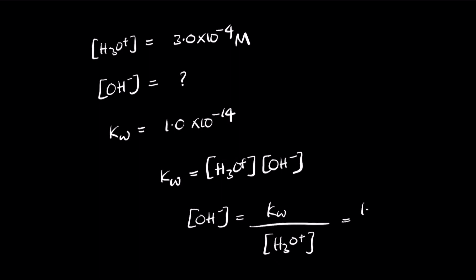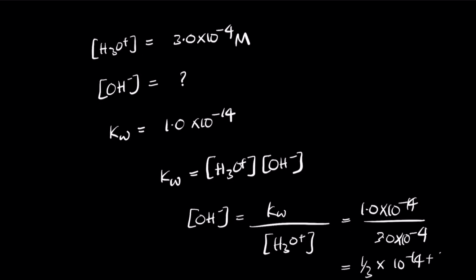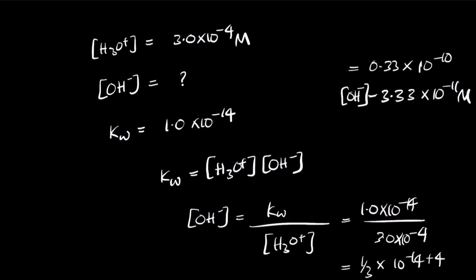So which can be written as 1.0 times 10 to the power negative 14 over 3.0 times 10 to the negative 4. So 1 by 3 times 10 to the power negative 14 plus 4, which is going to be 0.33 times 10 to the power negative 10. So which can be written as 3.33 times 10 to the power negative 11 M. So this is the OH- concentration.